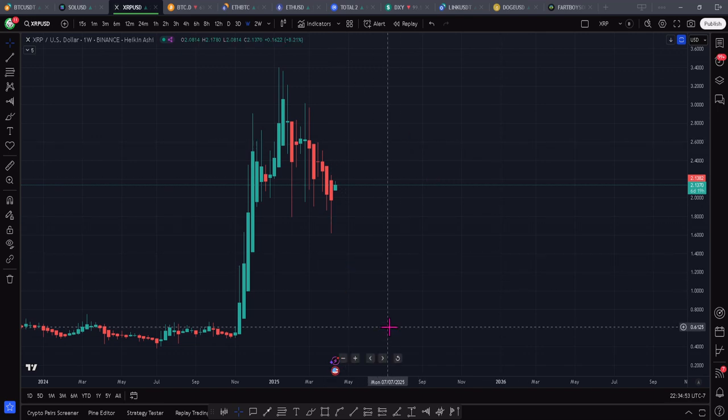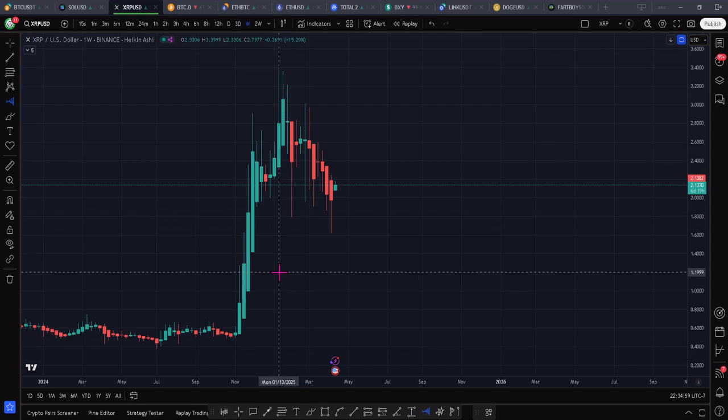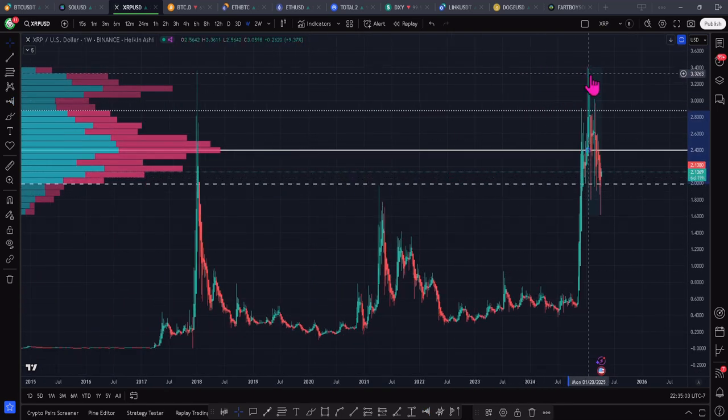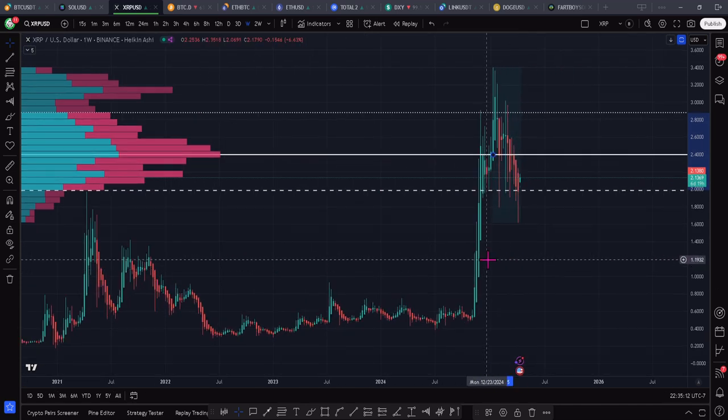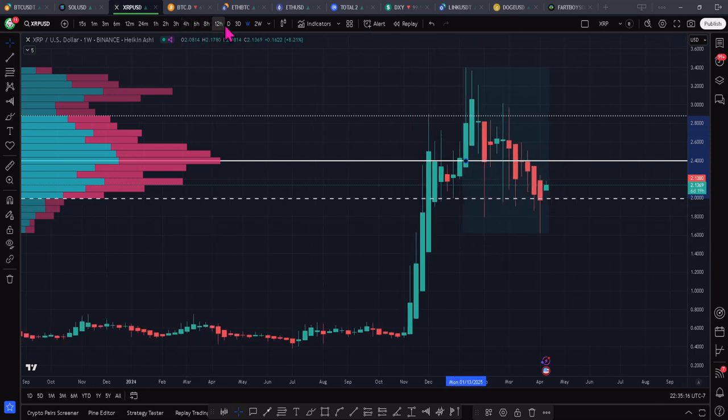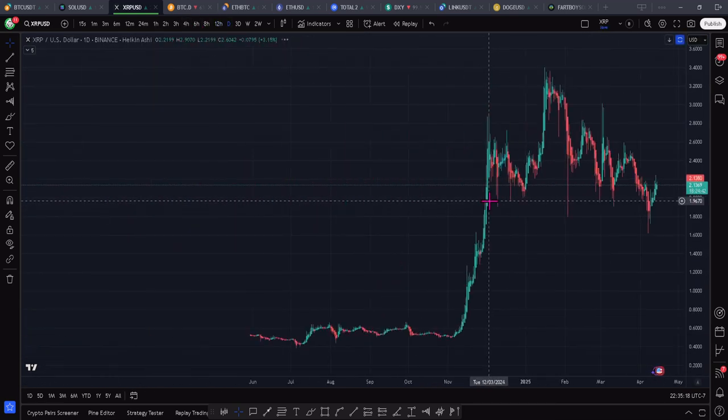So first thing we're going to start off with is the anchor volume profile. Is this the all-time high? $3.39, $3.35. Yes, slight all-time high for XRP. We're on the 1 week. We can zoom into the 1 day.